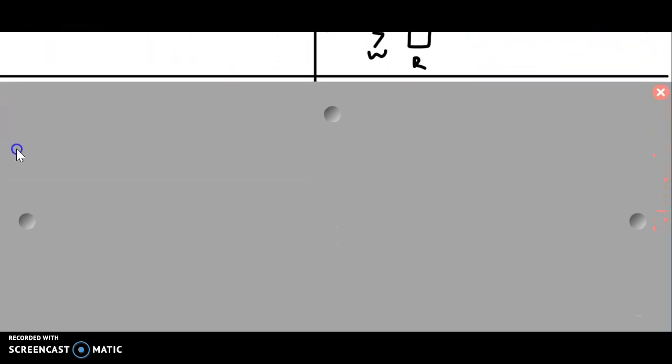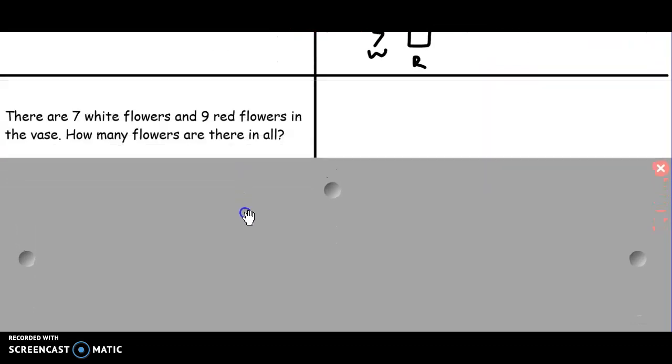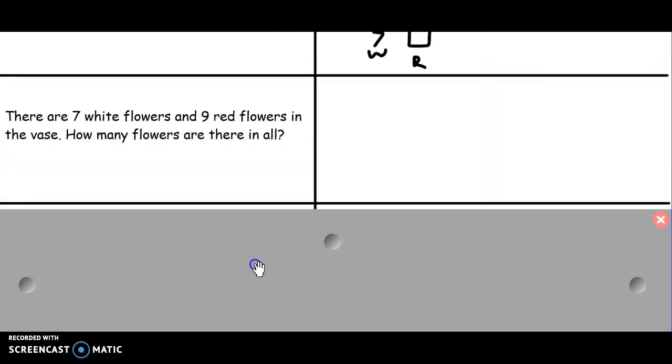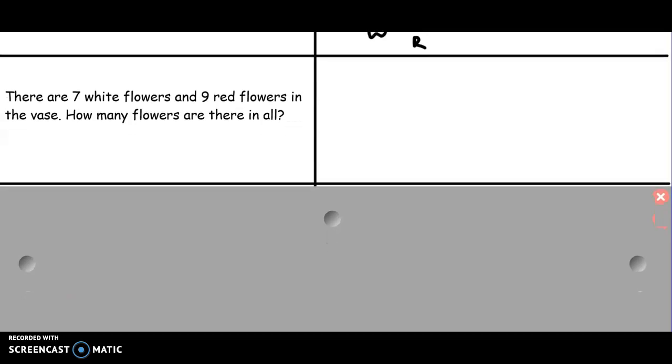Let's try another one. Okay. Similar words, similar topic, but the information that we have is different. So there are 7 white flowers and 9 red flowers, okay? And we're looking for how many flowers there are in all. So when we say in all, that's talking about the total. So right now on our mountain, we're looking for the total, how many flowers there are in all.